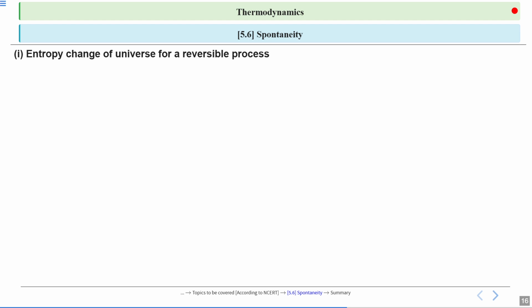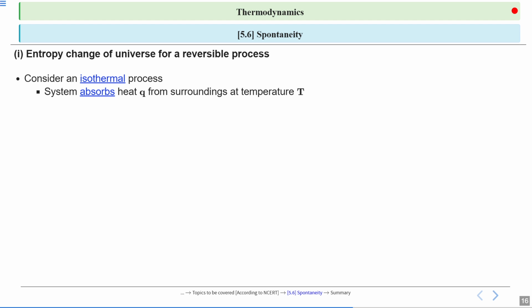And we have already seen that in the case of an equilibrium process, there will be no change in entropy, and that same is applied for the reversible process also. Let us try to derive the same. So consider an isothermal process, and the process which we are considering is a reversible process, right? Now in the process, the system is absorbing heat from the surrounding, and it is happening at temperature T, because we know that the process is isothermal, so we have fixed the temperature at T.